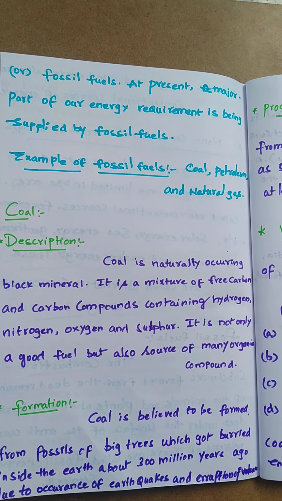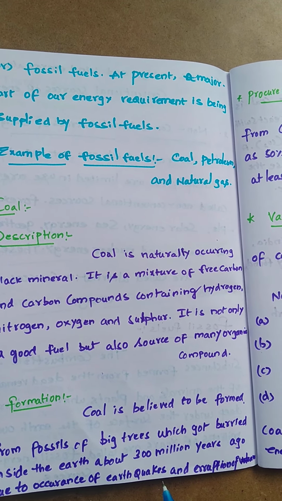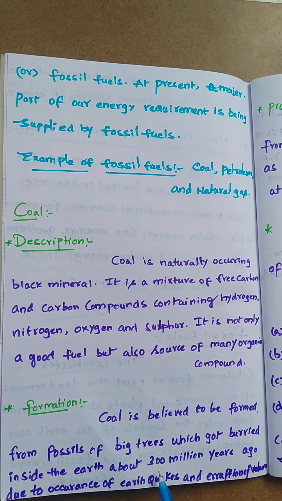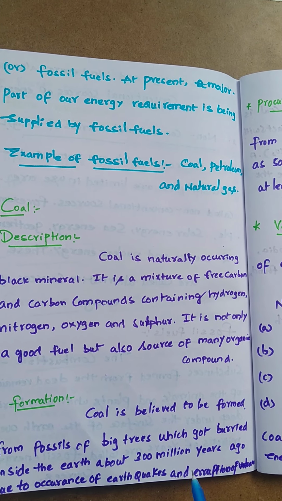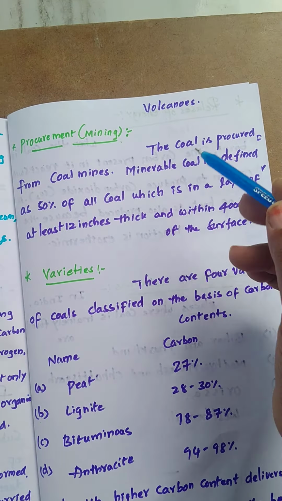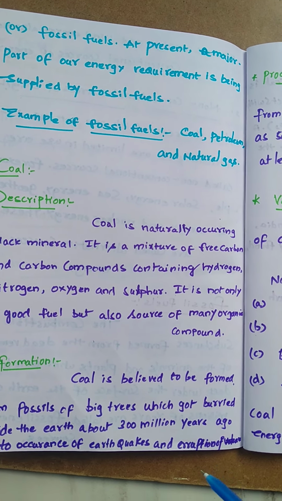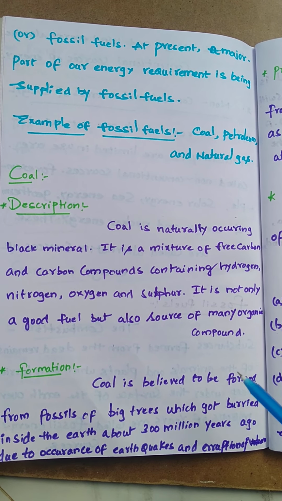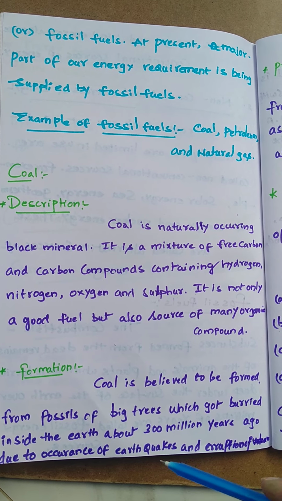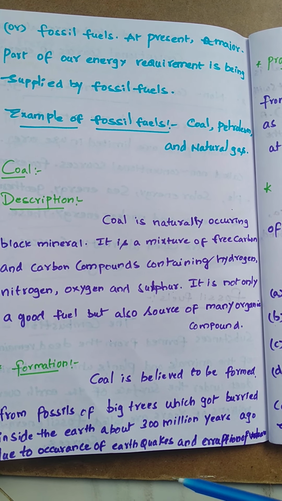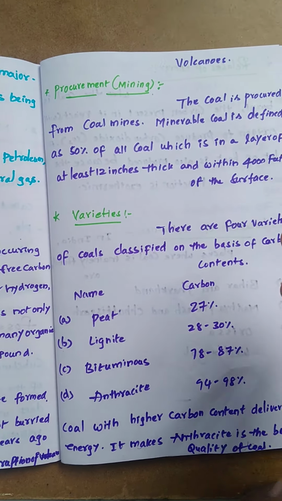Next, how is coal formed? Coal is believed to be formed from fossils of big trees which got buried inside the earth about 300 million years ago, due to the occurrence of earthquakes and eruption of volcanoes. Again, I will repeat, dear students: coal is believed to be formed from fossils of big trees buried inside the earth about 300 million years ago.